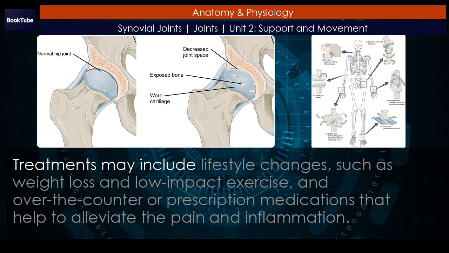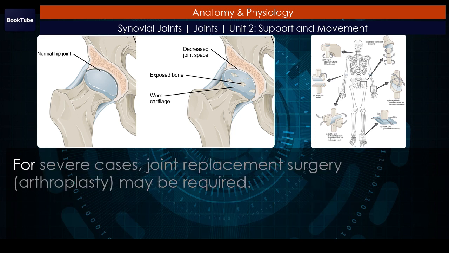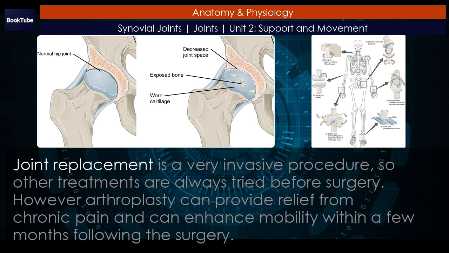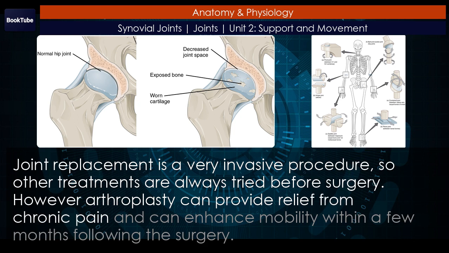Treatments may include lifestyle changes, such as weight loss and low-impact exercise, and over-the-counter or prescription medications that help to alleviate the pain and inflammation. For severe cases, joint replacement surgery, arthroplasty, may be required. Joint replacement is a very invasive procedure, so other treatments are always tried before surgery. However, arthroplasty can provide relief from chronic pain and can enhance mobility within a few months following the surgery.